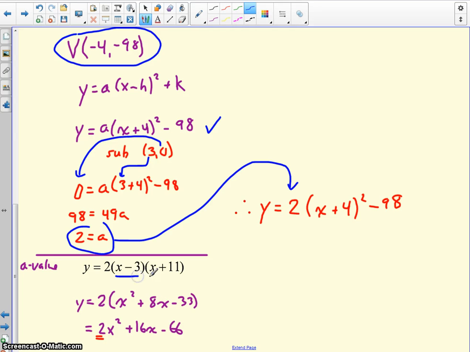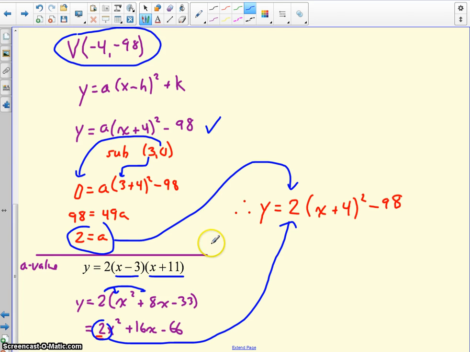So I took x minus 3, x plus 11. I didn't show it, but I put it into an array. And when I expanded and simplified, I got x squared plus 8x minus 33. Then I multiplied the 2 into the equation to get 2x squared plus 16x minus 66. And then from standard form, I could get my a value of 2 and put that in there as well. So either way will work. It's just a matter of what you're really more comfortable with.